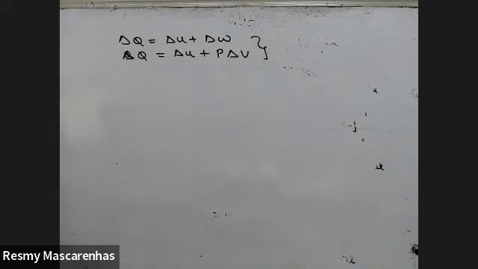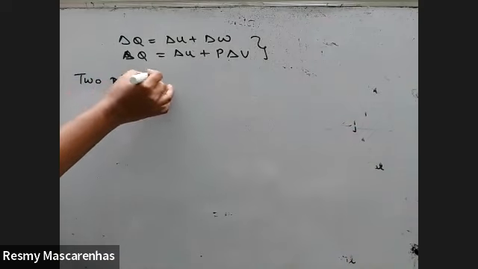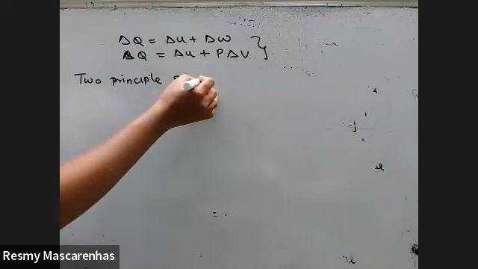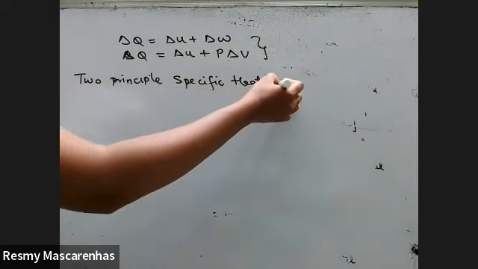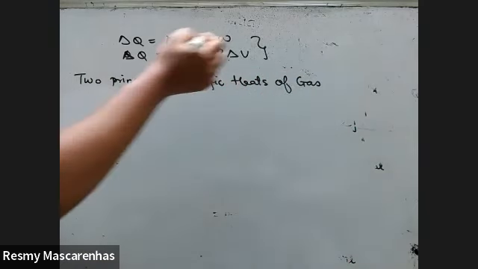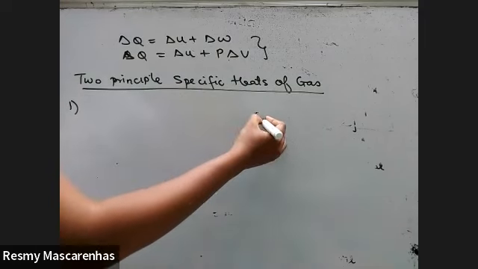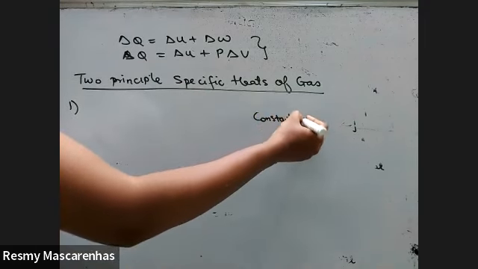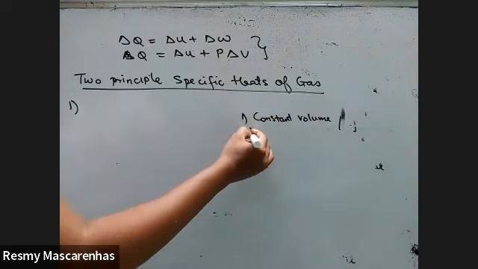Now, there are two types of specific heats of gas. One is at constant volume and one is at constant pressure. Don't write as of now. I'll just give one at constant volume and the second one at constant pressure.